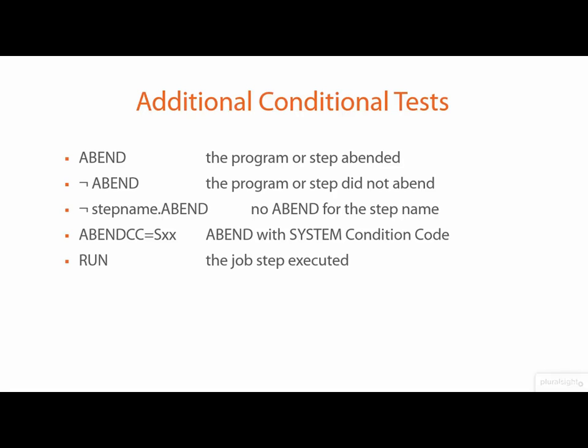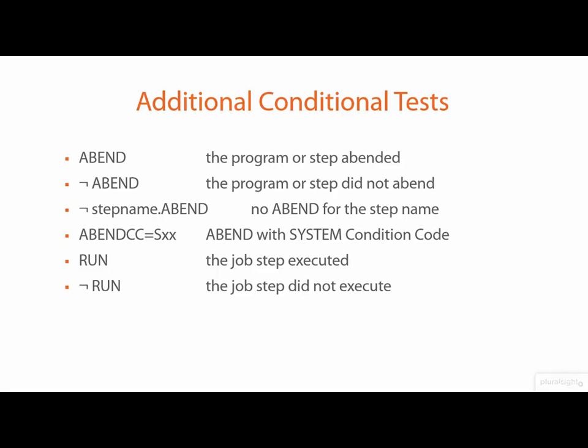We can also establish whether a step ran, in which case we're dealing with a step that might have been bypassed because of a restart, or potentially that didn't run because of a previous condition code setting. We can test for that condition, as well as whether or not a step did not execute at all. This gives us a tremendous amount of flexibility in determining which steps should or shouldn't run.